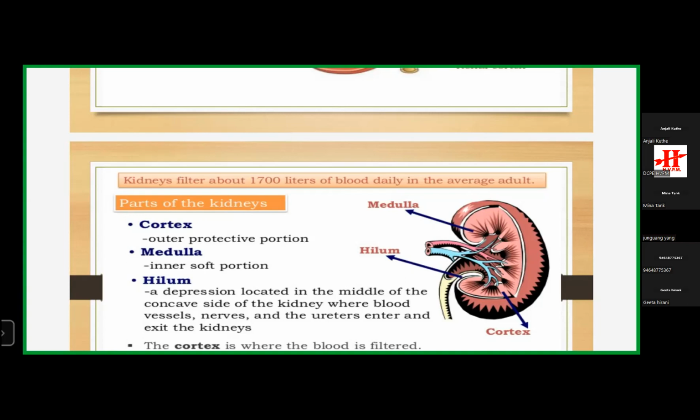This hilum, or depression, is located in the middle of the concave side of the kidney, where blood vessels, certain nerves, and a very important structure, the ureters, are found. The urine which is formed in the kidney is collected in the pelvis of the kidney, and through this pelvis, the ureters collect the urine and transport it into the urinary bladder.